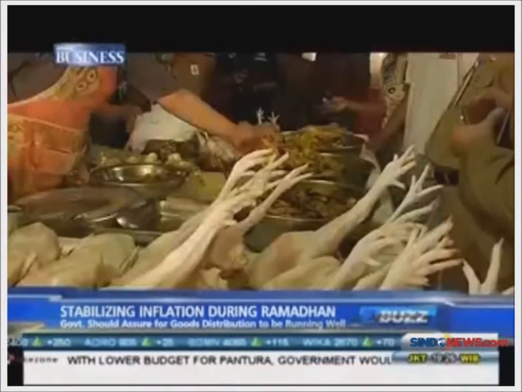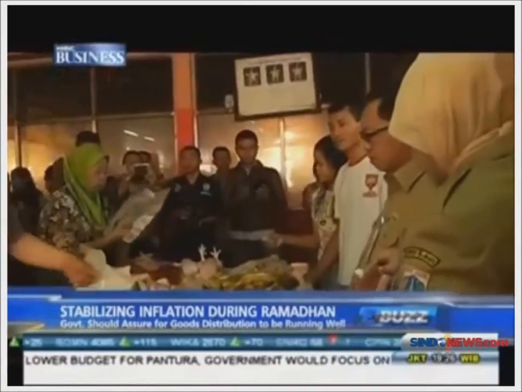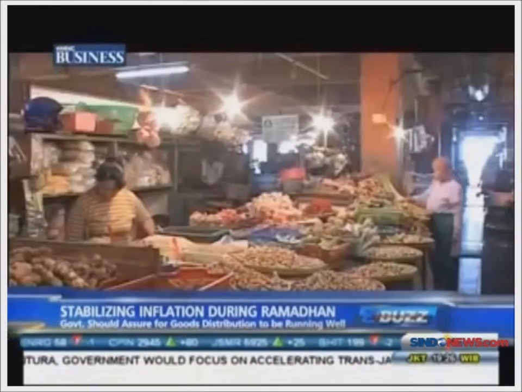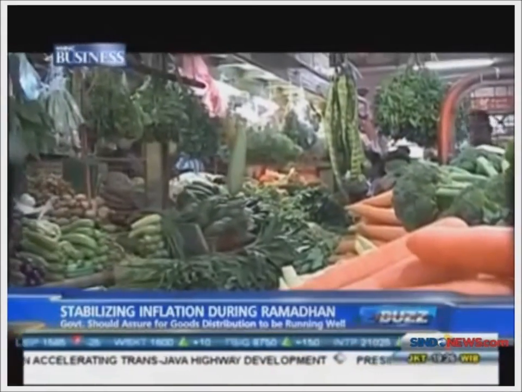According to Edwin Rianto, goods distribution is the key to maintaining the price of basic necessities and suppressing the inflation rate during Ramadan, where food prices usually increase due to the increasing demand from society.